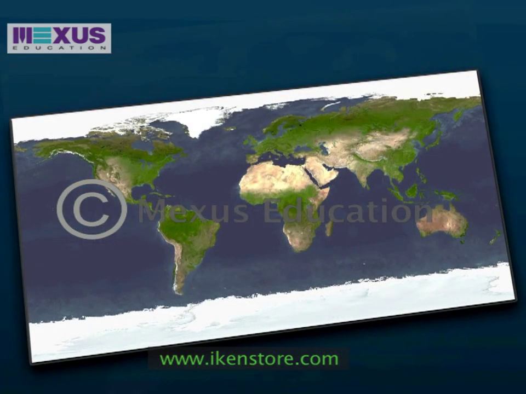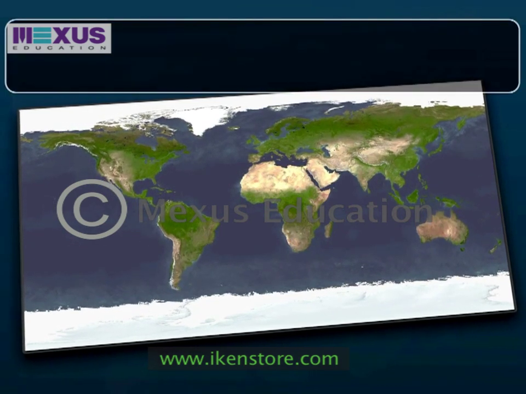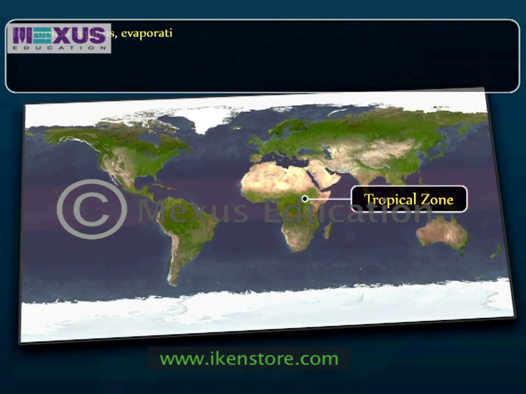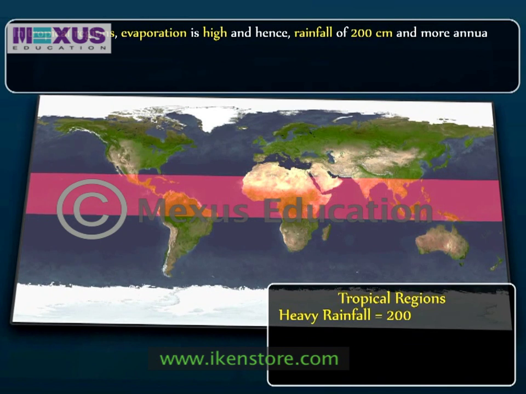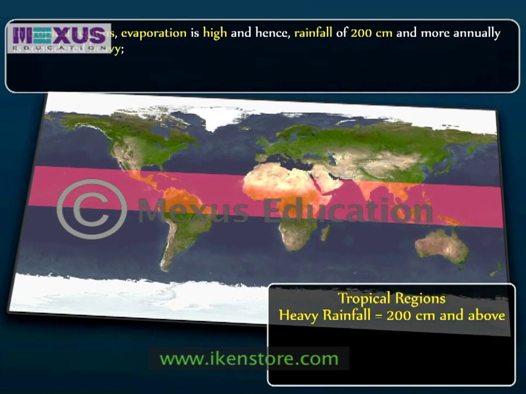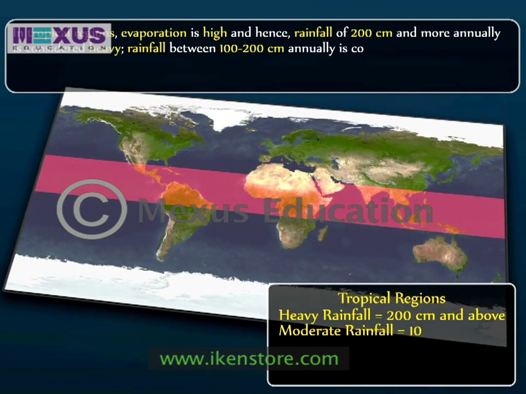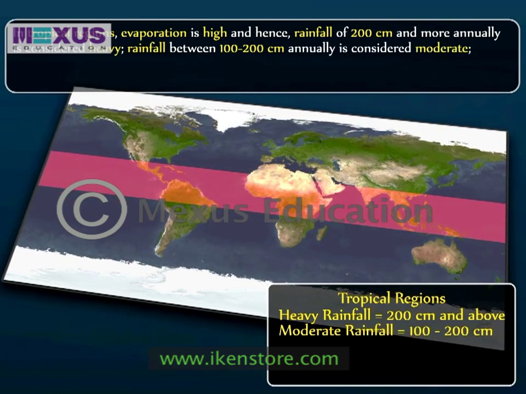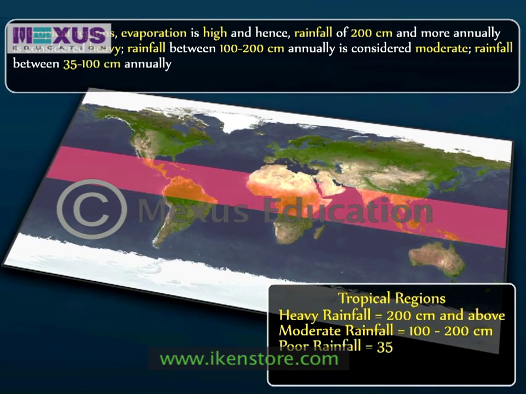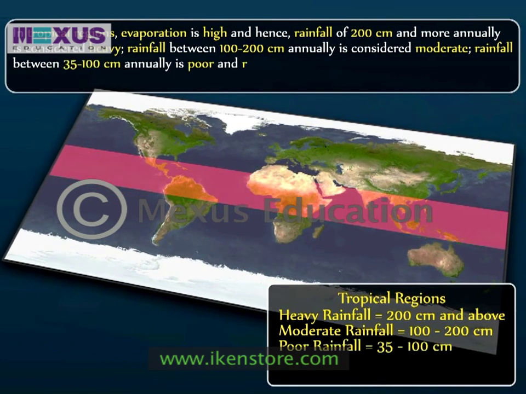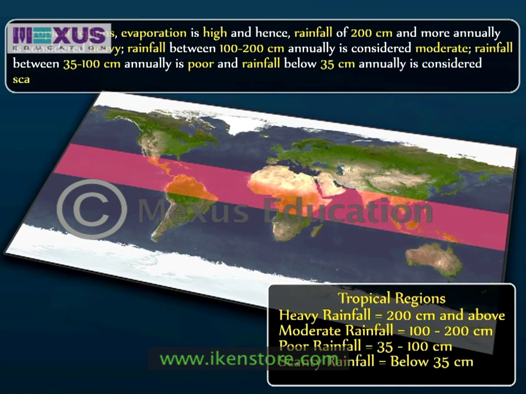Terms heavy, moderate, scanty in case of rainfall are relative terms. In tropical regions, evaporation is high and hence rainfall of around 200 centimeters and more annually is considered heavy. Rainfall between 100 to 200 centimeters annually is considered moderate. Rainfall between 35 to 100 centimeters annually is poor. And rainfall below 35 centimeters annually is considered scanty.